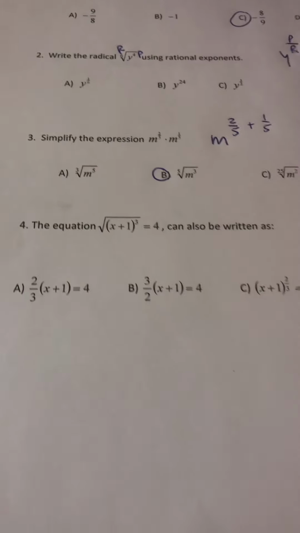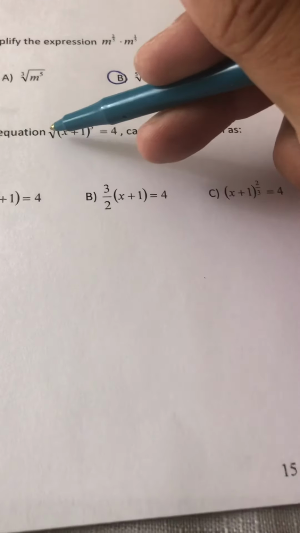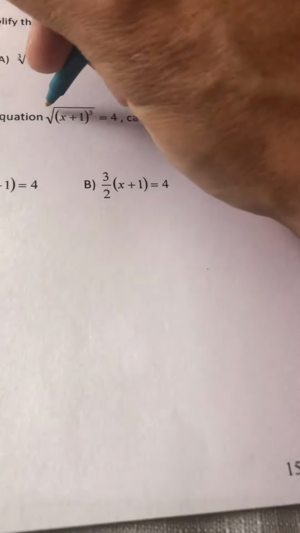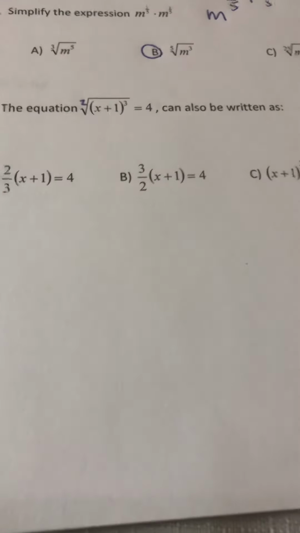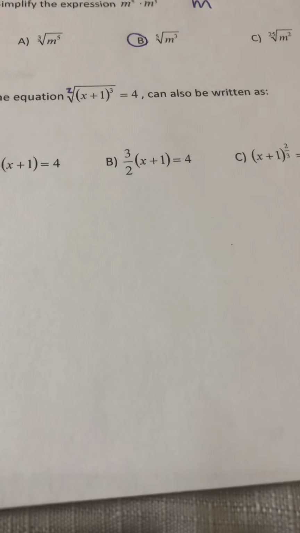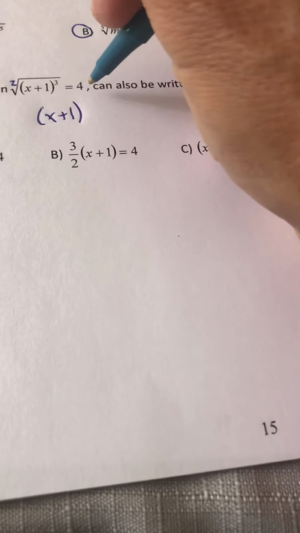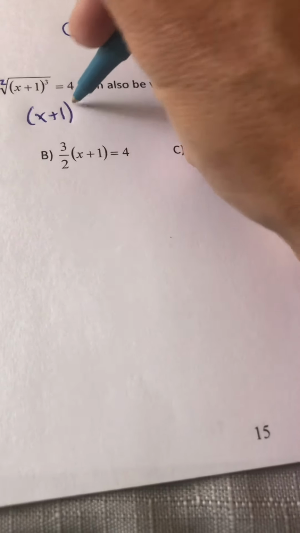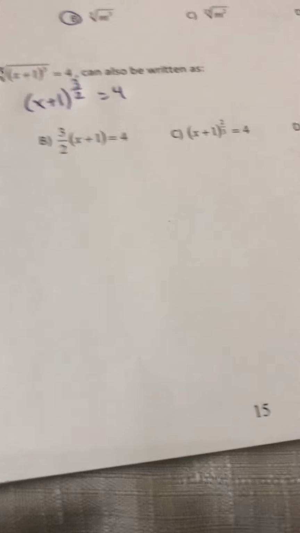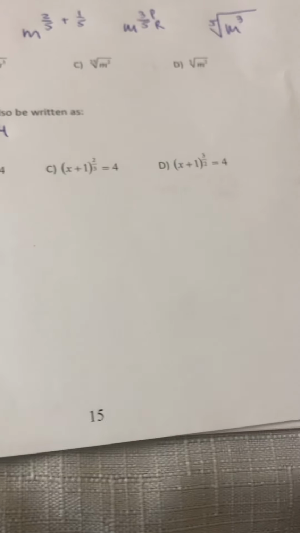Number 4, how can this be written? Well, this has to do with the same thing that we just talked about. If there's nothing in the check as the root, it's automatically assumed to be a 2. Square root, the reason why it's a square is you have the same length and width. So we rewrite this as x plus 1 to the power over root, so we have 3 over 2 is equal to 4. Therefore, our correct answer is going to be choice D.